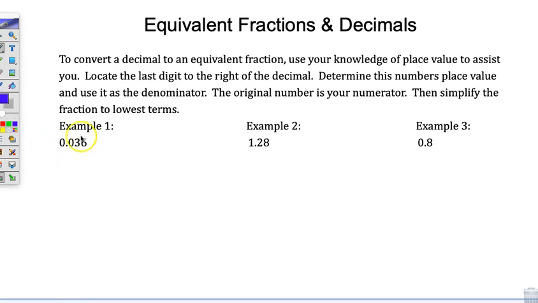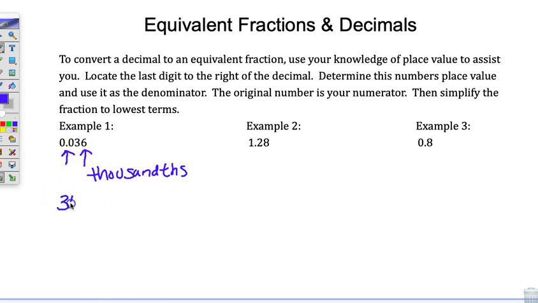So the first thing we want to do is take this decimal and turn it into a fraction. We locate the decimal point. It's right here. We go all the way to the last digit to the right of the decimal, and then ask ourselves, what place value is that 6 actually in? Well, the 0 is in the tenths place value, the 3 is in the hundredths, the 6 is in the thousandths place value. So that thousandths is going to become our denominator.